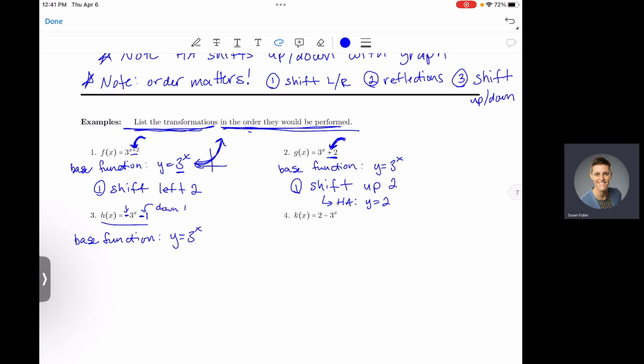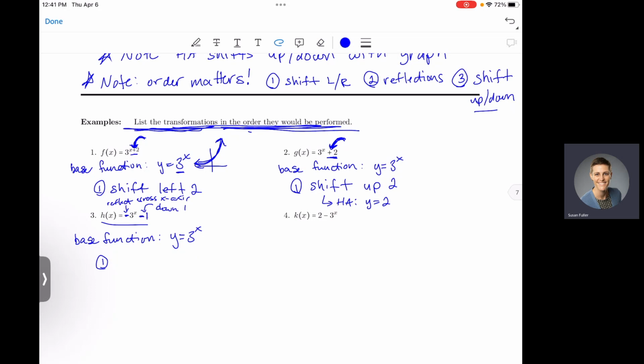And what is this negative out front going to do? It's going to flip us upside down. We're going to reflect, I'll just say across the x-axis. It's going to flip us upside down. And it wants us to list the transformations in order. So if we have to reflect upside down and move this thing down 1, which one are we going to do first?